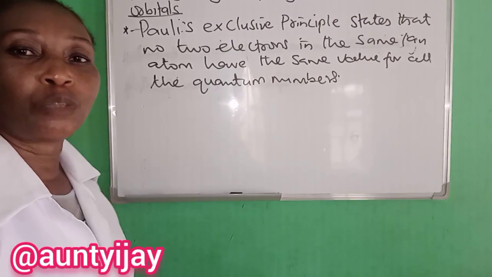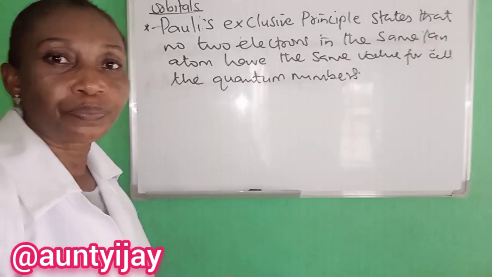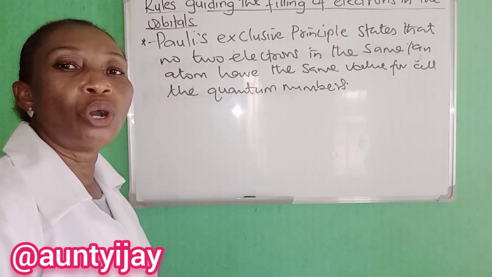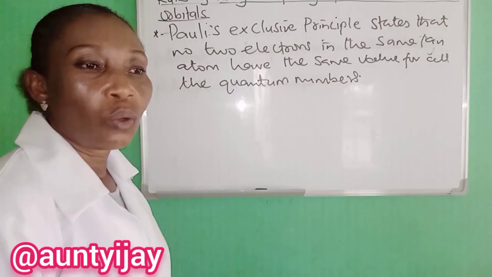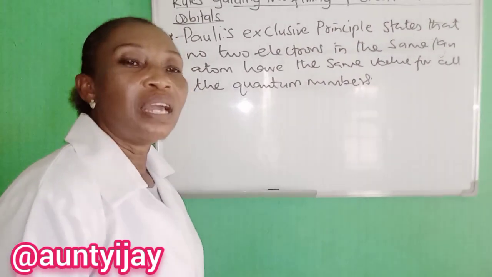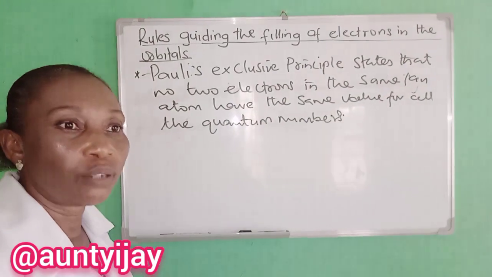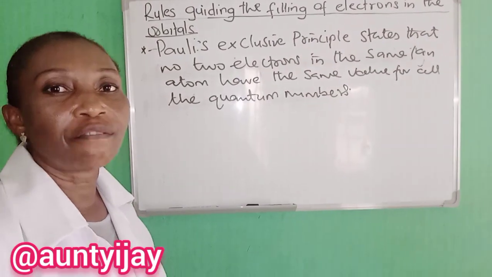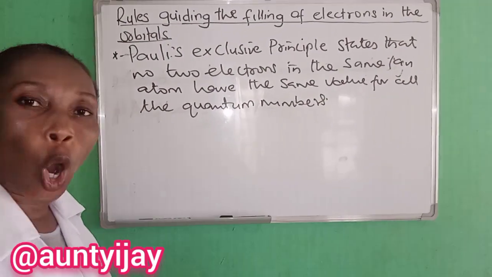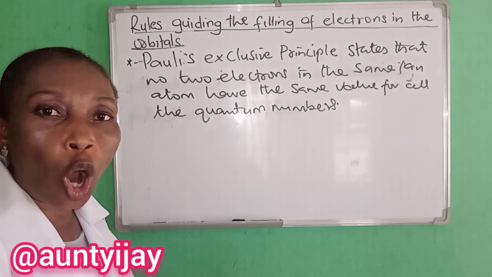In that case, if we have two electrons in the same orbital, which is also in the same shell, when we get to the spin quantum number, they will definitely have different values. One will have a +half value and the other one will have a -half value. This tells you that no two electrons in the same atom will have the same values for all four quantum numbers.